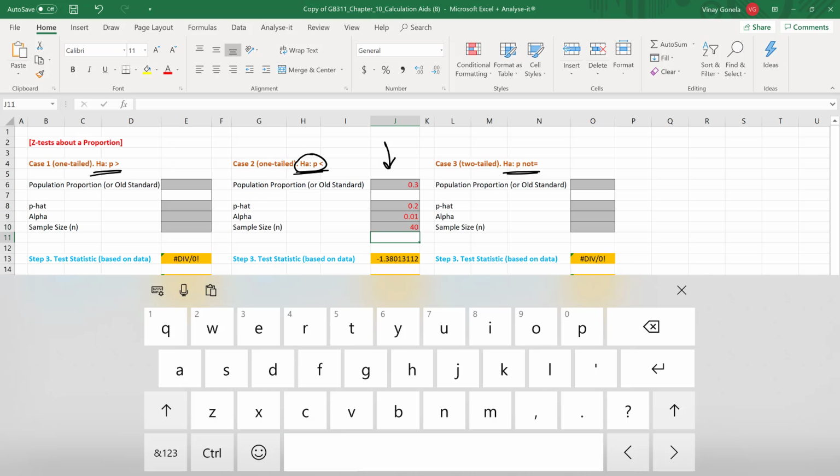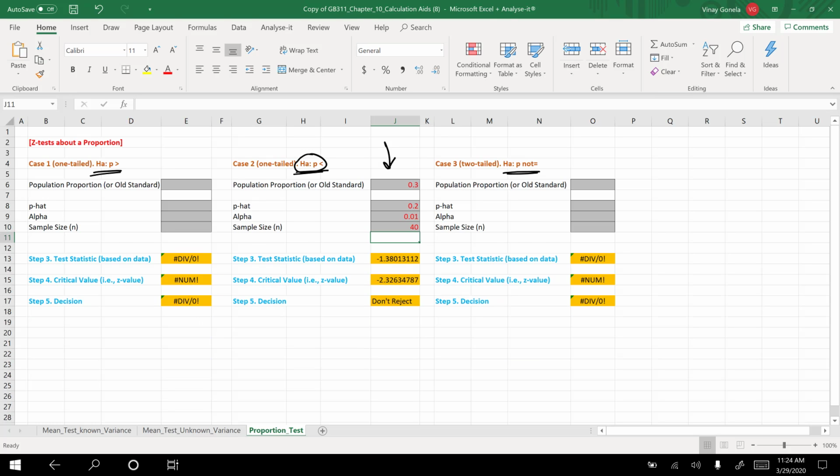Click enter. So again, if you see, our test statistic value is negative 1.38. Our critical value is negative 2.32. Don't reject. So that's what we'll get. This concludes my lecture on the proportion one tail problem. Thank you.